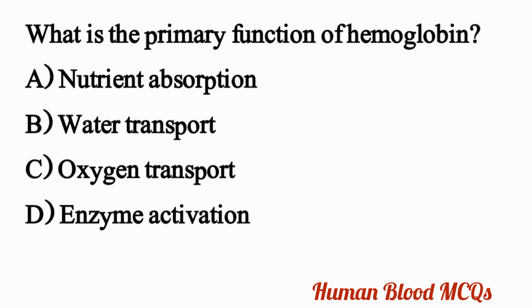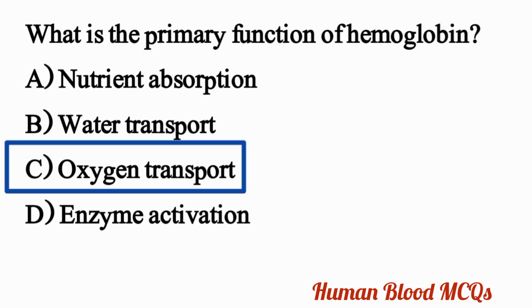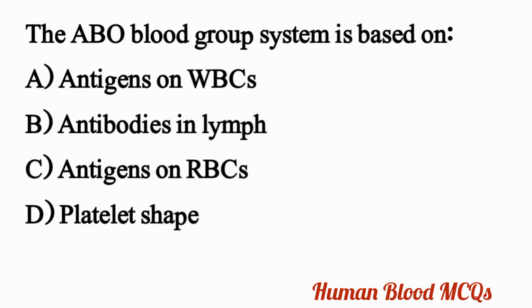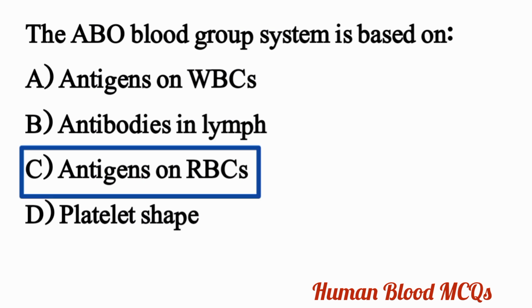What is the primary function of hemoglobin? The right option is option C, oxygen transport. The ABO blood group system is based on. The right option is option C, antigens on RBC.